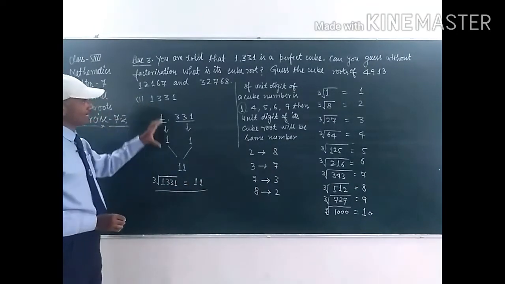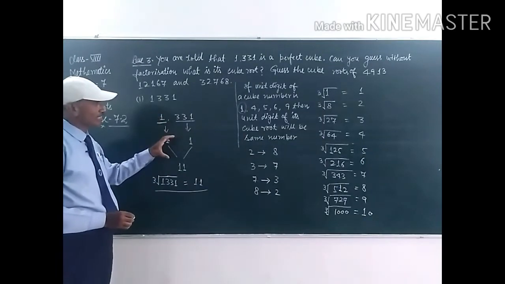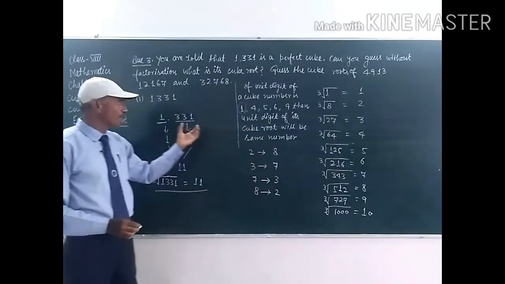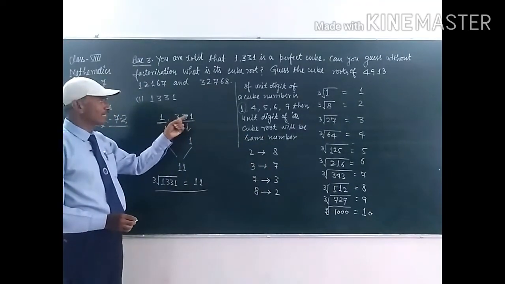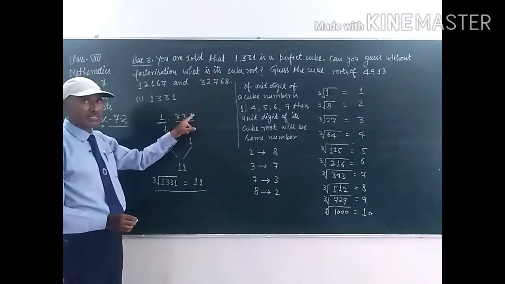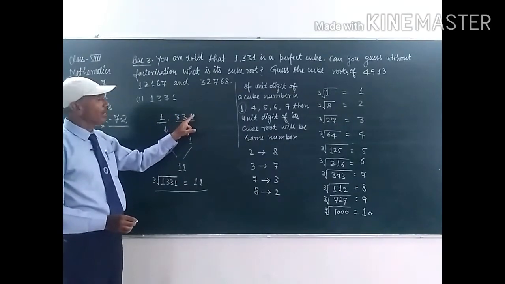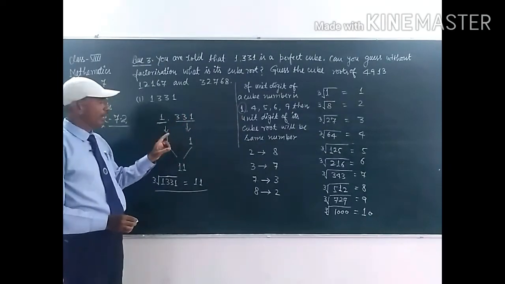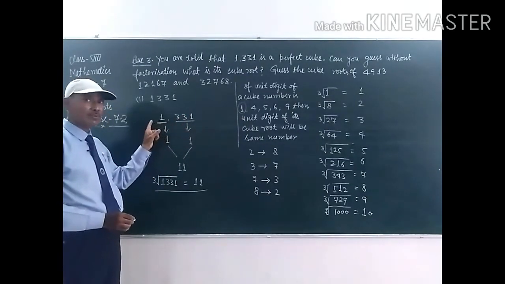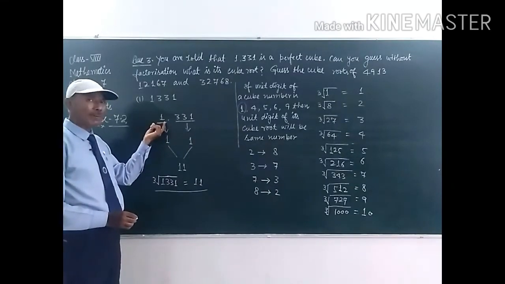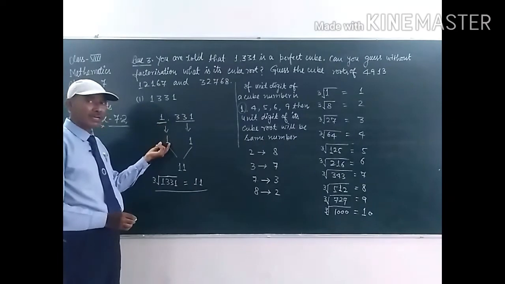We have not factorized this number. We have guessed here. With the given observations, we guess the unit digit number is 1. From the first group, the unit digit number is 1, so the unit digit in its cube root will also be 1. And in the second group, it is 1. So, 1 is the cube of 1, so we have to take 1 here.